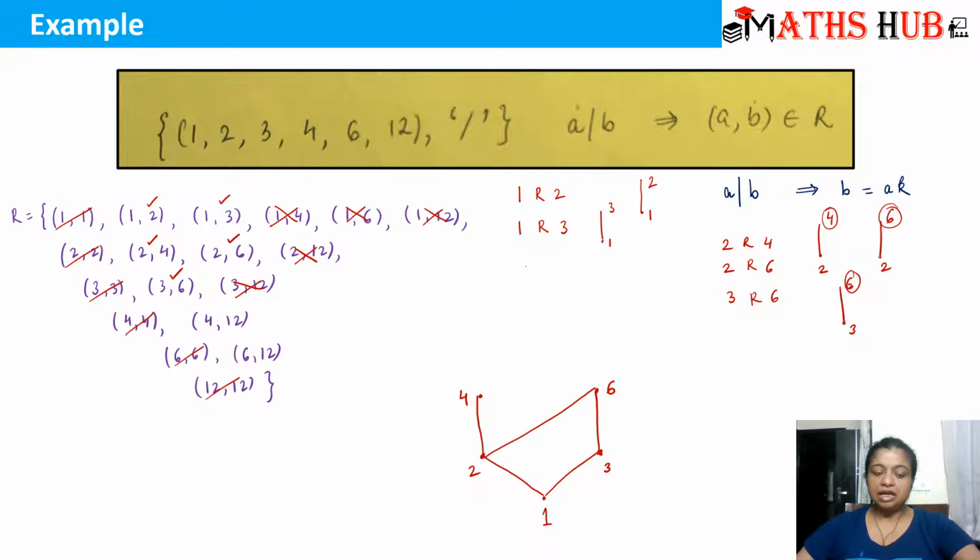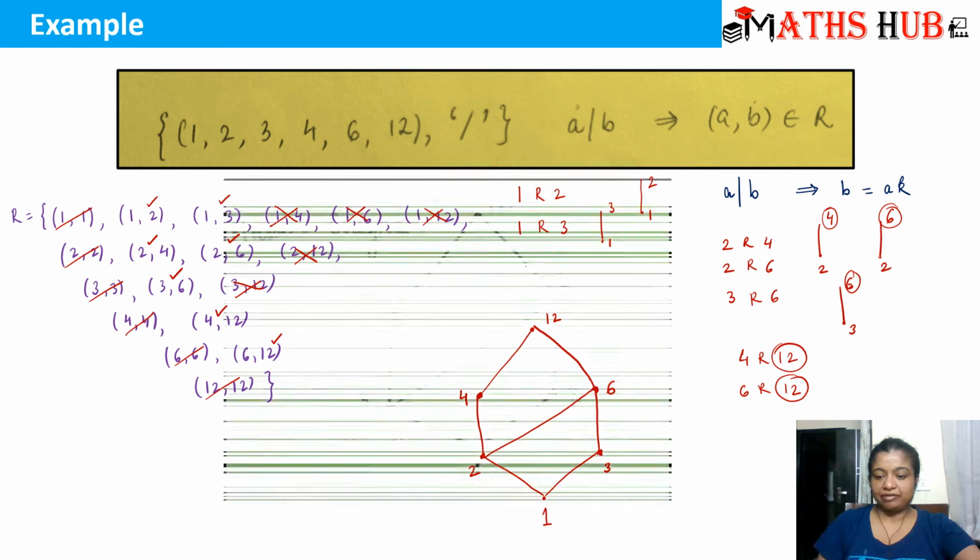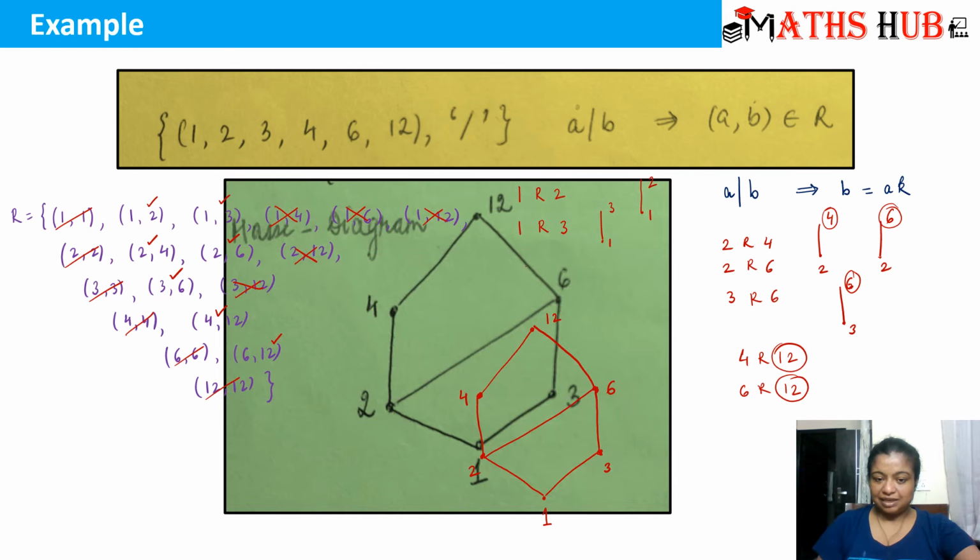Right? Now, next. Now we have reached 4 and 6. So from 4 and 6, let's see which relations are left now. 4 is related to 12 and 6 is related to 12. That means in the next level, I'm only getting one element, that is 12. So according to symmetry, I'll place it in the middle. And let's join 4 with 12. So I'm done with this element. And I'll join 6 with 12. So I'm done with this element. Right? And we get the Hasse diagram like this. Clear? So I hope you have understood it.